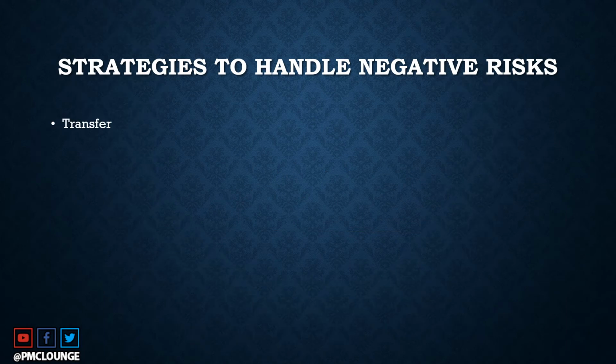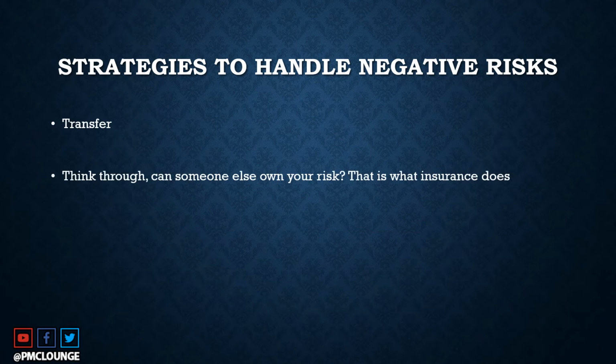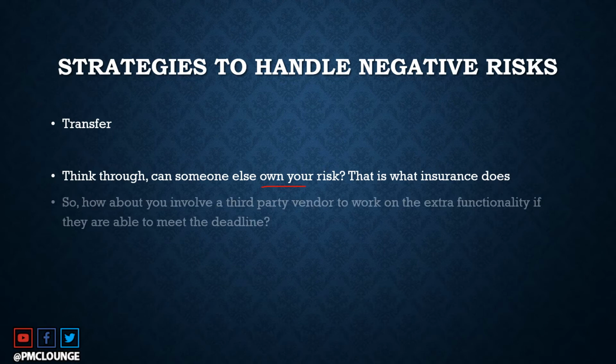The next strategy is to transfer the negative risk. So think through, can someone else own your risk? That is what insurance does. So if you have life insurance, if you have medical insurance, by the way, if you don't, get them, because that is how you transfer your risks to a third party. So how about you involve a third party vendor to work on the extra functionality if they are able to meet the deadline? So let's say you employ someone to create or code that extra functionality so that you are basically transferring the risk from your team to the third party vendor.